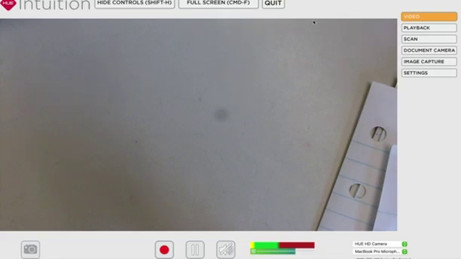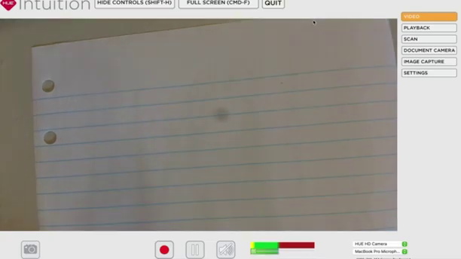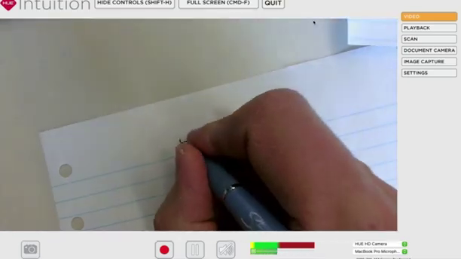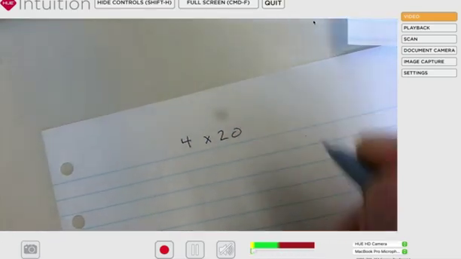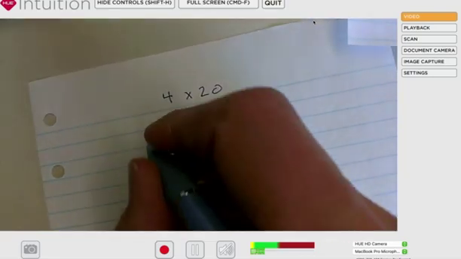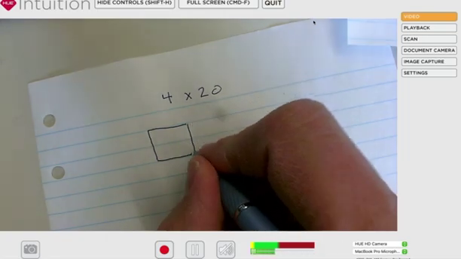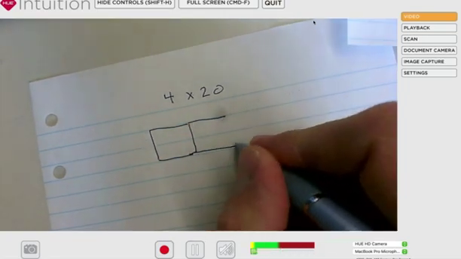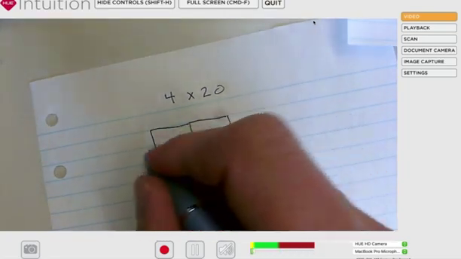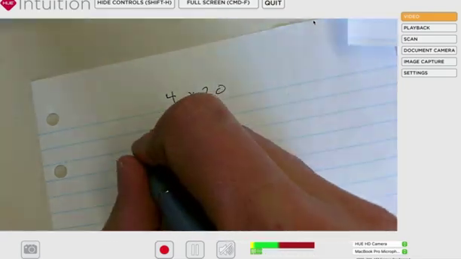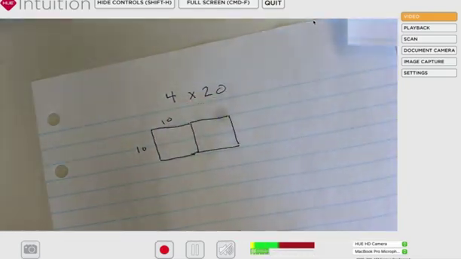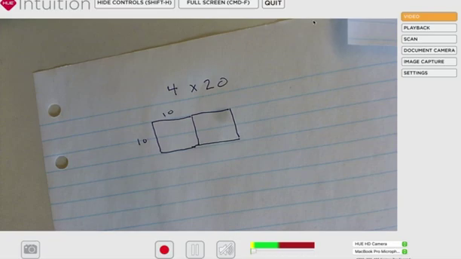Okay, so here we go. We're going to draw a little picture in our notes of what, let's say, 4 times 20 would look like using something called an area model. Now, this is kind of a little bit unusual, so bear with me. Okay, this is called an area model. And this is a square, of course, 10 by 10.